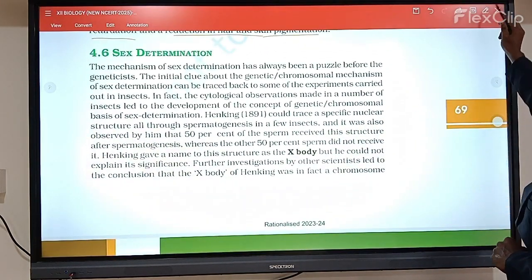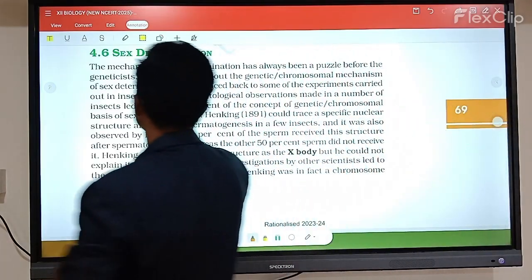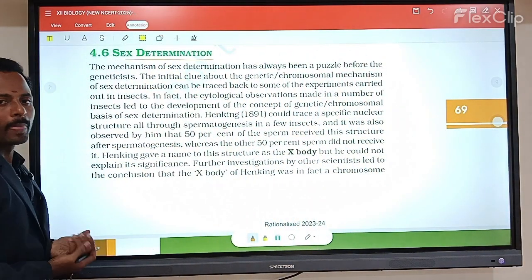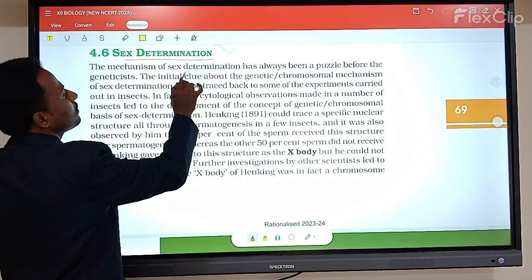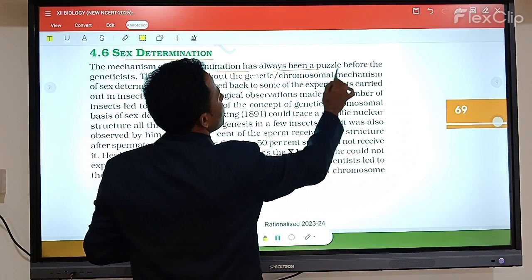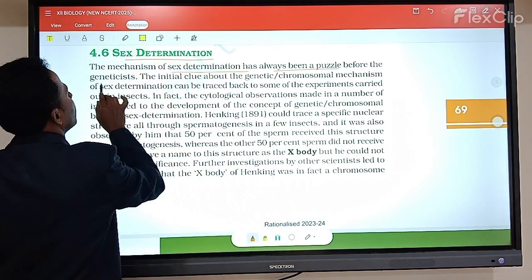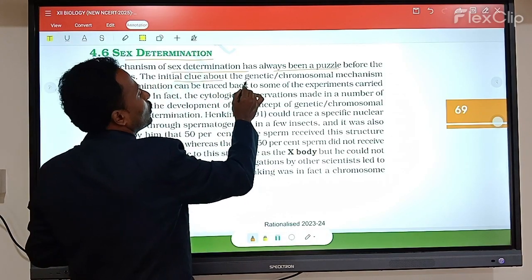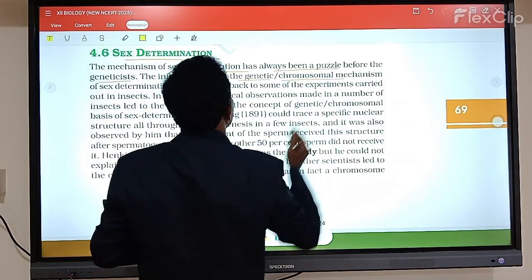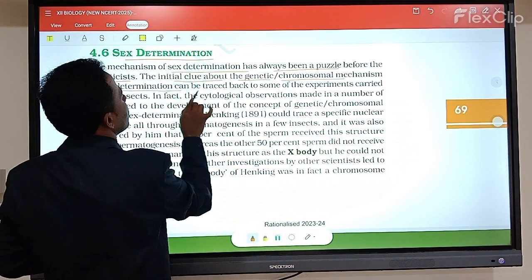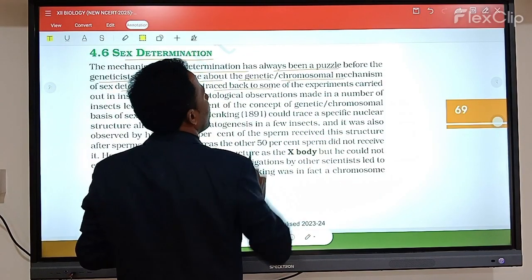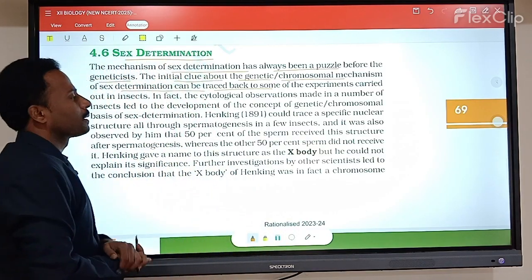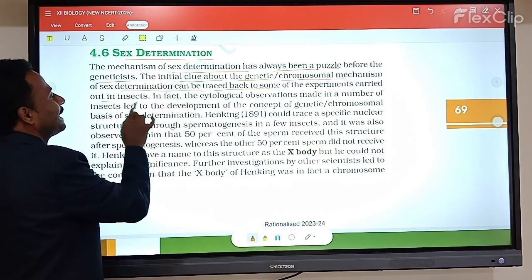Okay, the next one is sex determination. The mechanism of sex determination has always been a fascinating question in genetics. The initial clue about the genetic and chromosomal mechanism of sex determination can be traced back to some experiments carried out in insects.